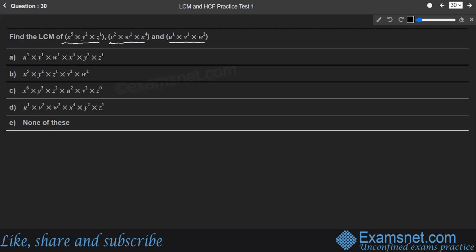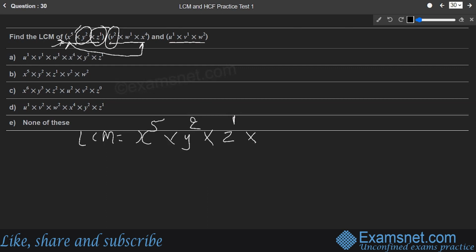Okay. So let us begin with x. X has got a power of 5 here. Another x has got a power of 4. So the highest among 5 and 4 is 5. So the LCM starts with x to the power 5 because that is the highest power of x available. Next variable is y. Y has got a power of 2 here, and y is not appearing anywhere else. So we'll just have to take y square as it is. Okay. Now next variable is z. Z has got a power of 1 here, and that is not appearing anywhere else. So we can just write z to the power 1 into. Next variable is v. V has got a power of 2, and v is appearing one more time, where the power is 1. So highest among square and 1 is obviously square.